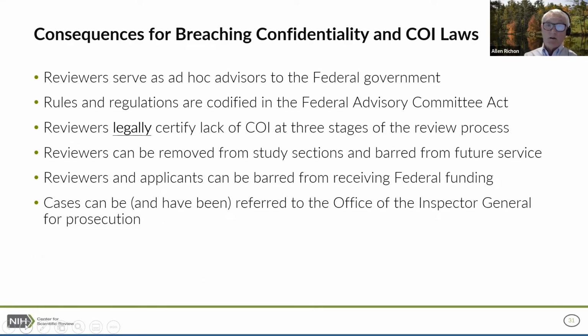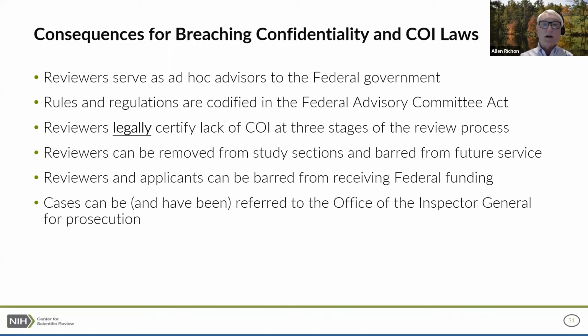As I said, these are bound by the laws of the Federal Advisory Committee Act. There are consequences for breaching confidentiality and COI. Reviewers are told that they are ad hoc advisors to the federal government, and that is a formal legal role. Rules and regulations are codified in FACA. They will legally certify lack of conflict of interest at three different stages of the review. The first stage is before they see the application. The second stage is once they've looked at the application. And the third stage is after the review, to make sure that nothing ticked their COI flag during a discussion of any of the applications.